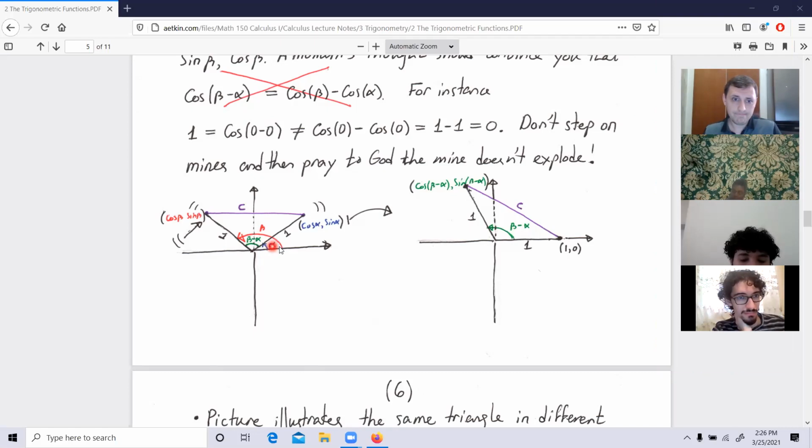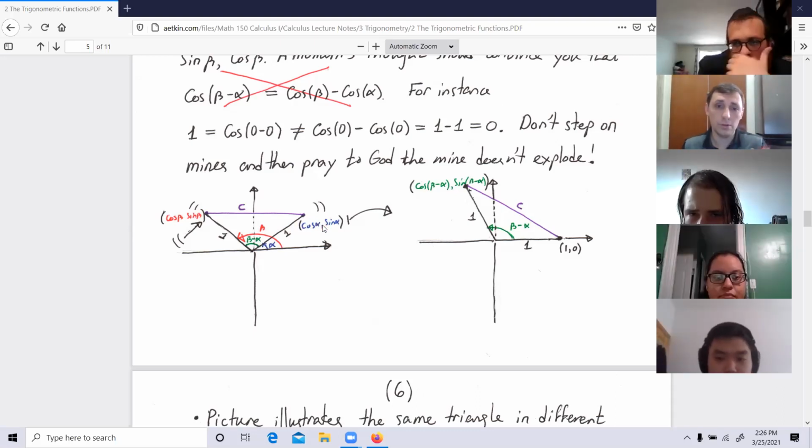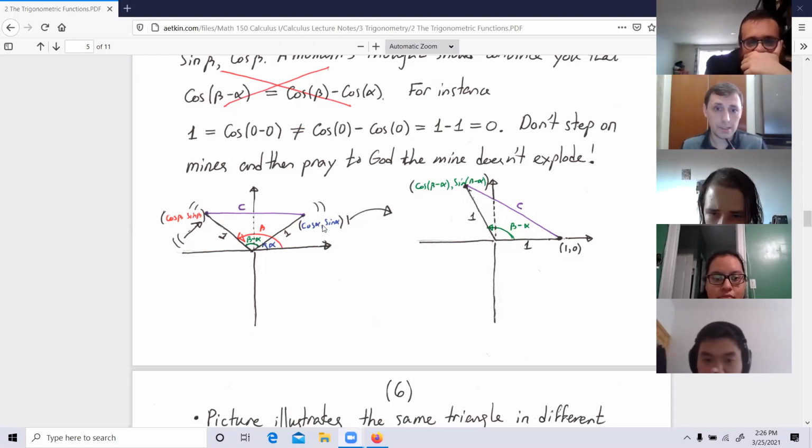You see that? So do you all see why this is cosine beta, sine beta, and this is cosine alpha, sine alpha? Any trouble? Please confirm that you see it, guys. I need to, it's vital. Yes.